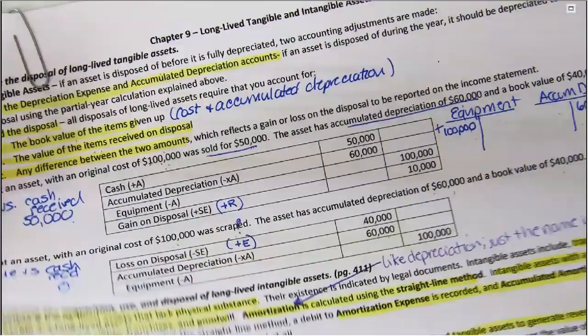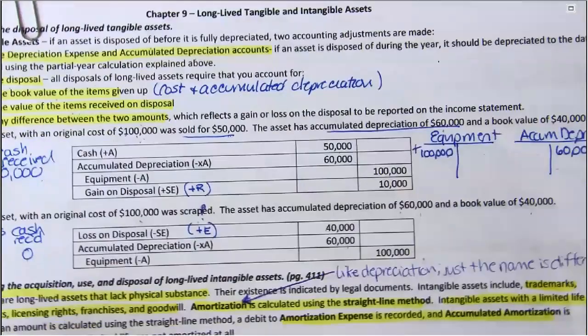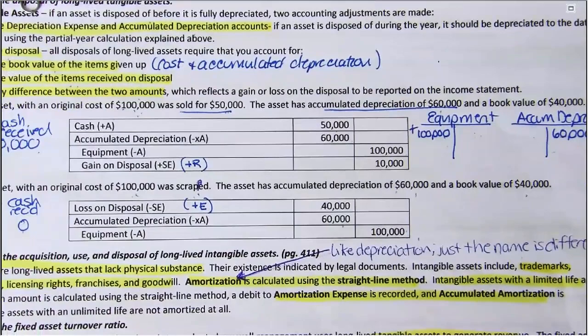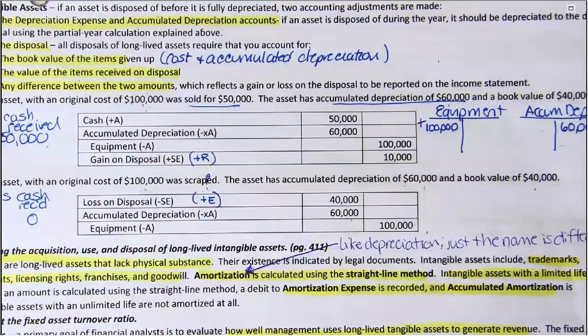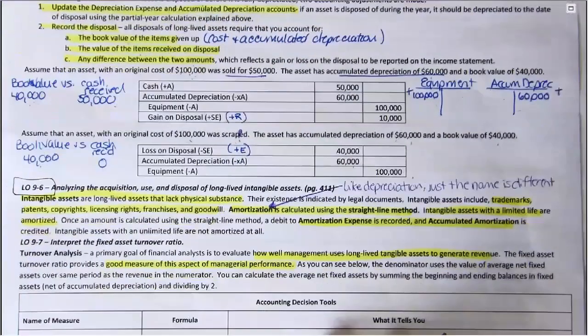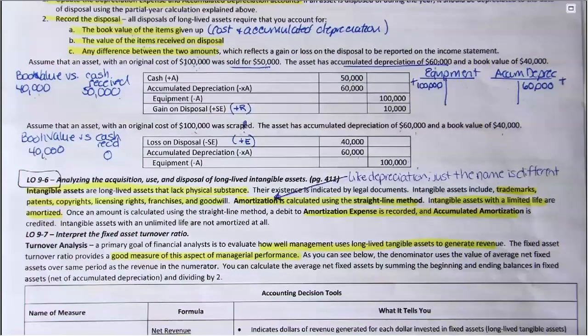Like long-lived tangible assets, if you pay for an intangible asset, not all of them are paid for, some of them are developed internally. But if you buy a long-lived intangible asset, like if you buy a patent, then whatever you paid for it, including any legal costs or filing costs, should be included in the cost of that asset and debited to that asset.